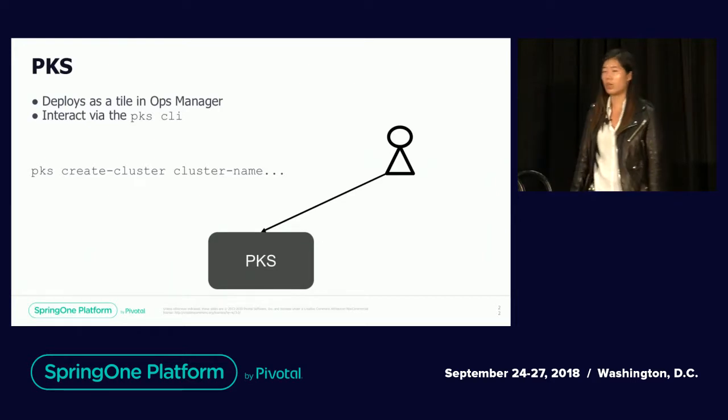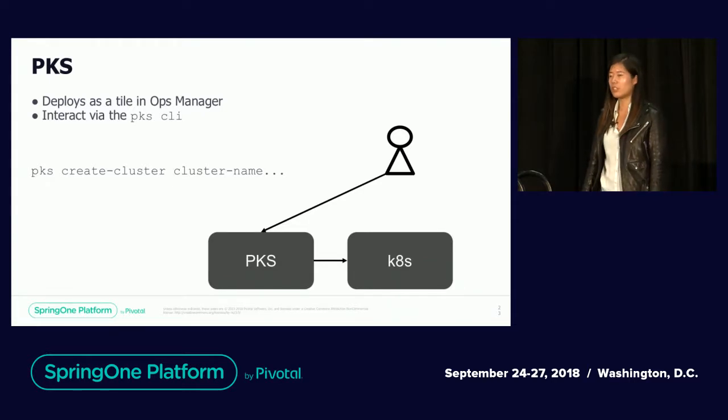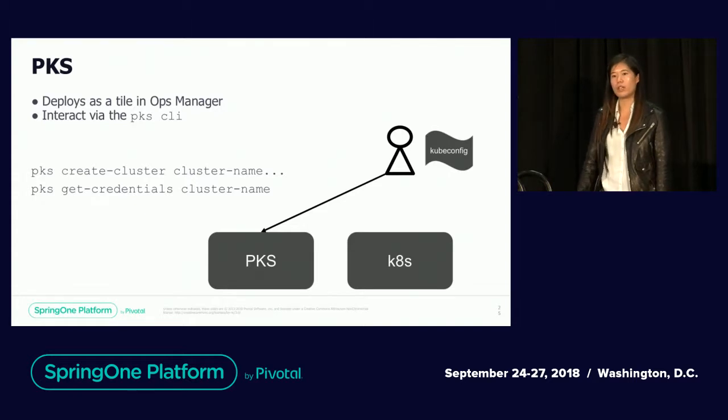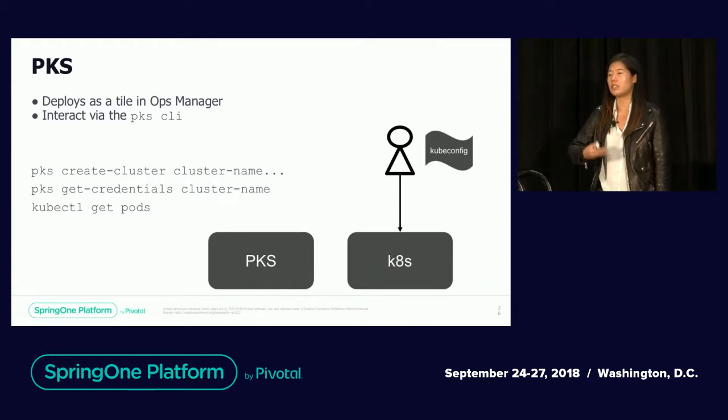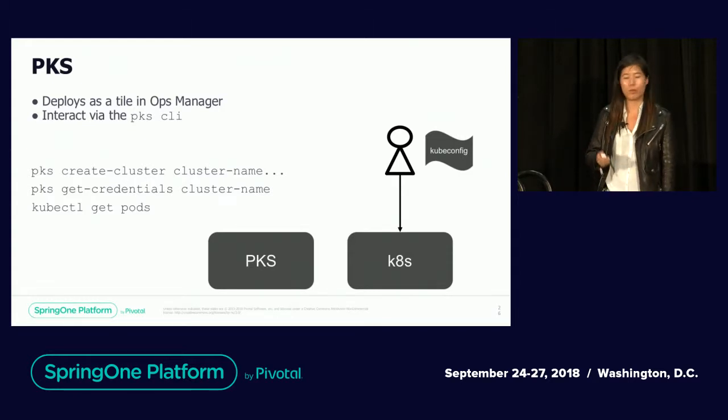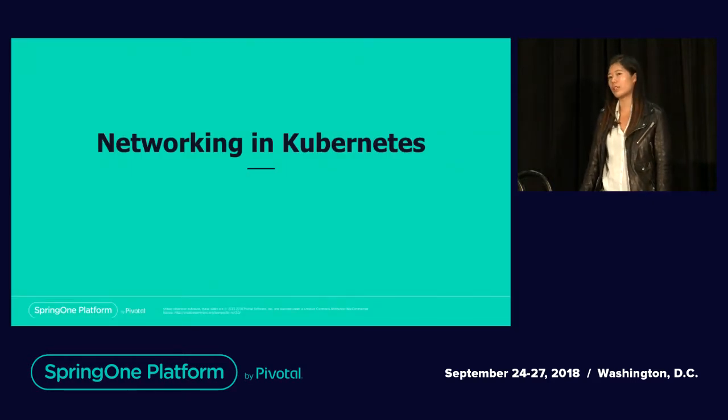So the first thing you run probably is pks create-cluster, which will then create your Kubernetes cluster. And then you'll run pks get-credentials with the cluster name, which will give you a kubeconfig so that from there, you can interact directly with your Kubernetes cluster that's been created. kubectl get pods, maybe kubectl apply some file, some spec. And so we see that it's really easy once you've deployed PKS to get a cluster up and running and usable. So now that we understand how PKS works, you might be wondering, okay, so what is the state of networking in Kubernetes?